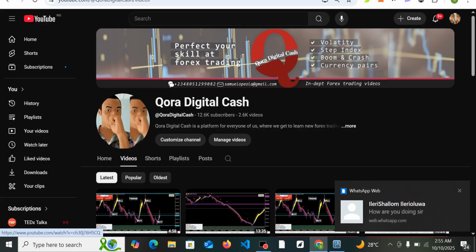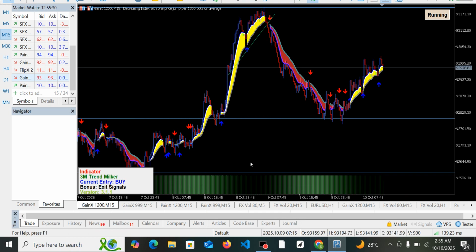Okay. So quickly, let's go straight into what we have right here. I will be starting with GainX 1200, and of course this is a live chart, so you can follow up with the analysis I will be sharing with you, learn the strategy, and also see how you can milk the market today with this particular analysis. This is real and this is live. Let's go straight into it right away. So this is GainX 1200.